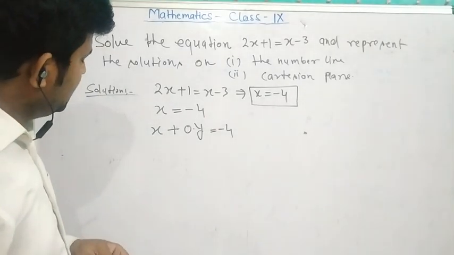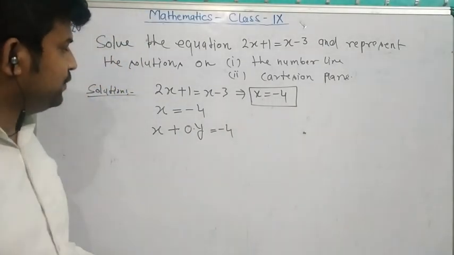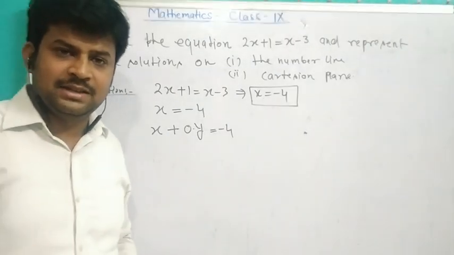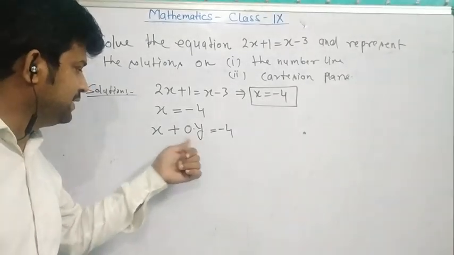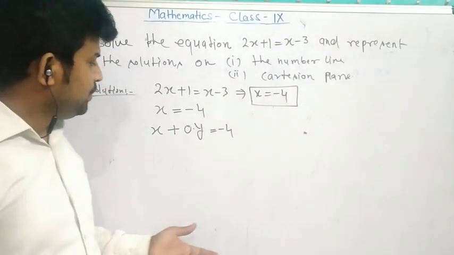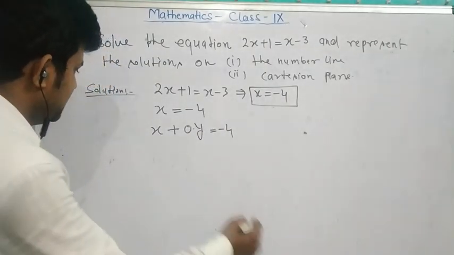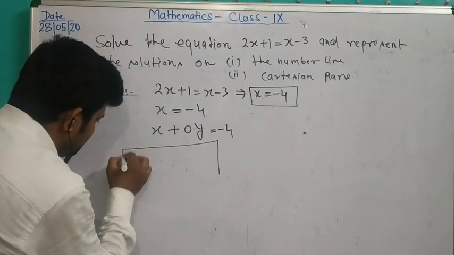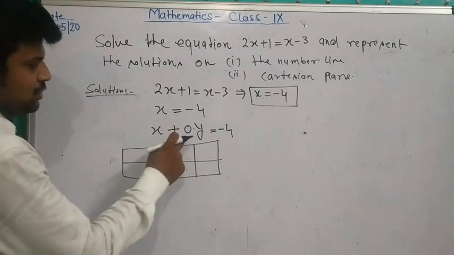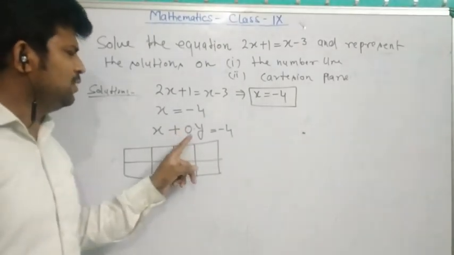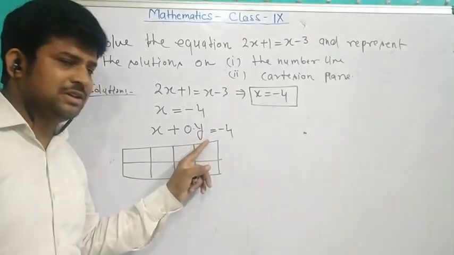And when we draw the graph of a linear equation in two variables, first of all we express y in terms of x. Second, we put different values of x or different values of y, then we get the different values of the other variable. Next, we make a table and write different values of x and y. Here 0 into y means that when we put any value of y, the result 0 into the value of y is always 0.